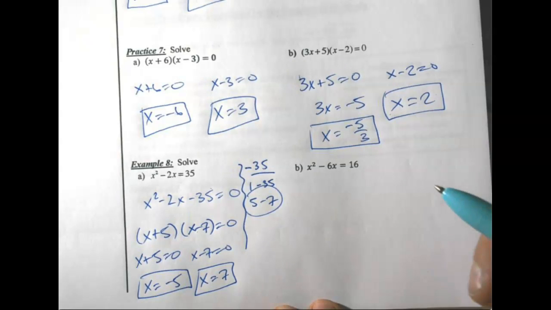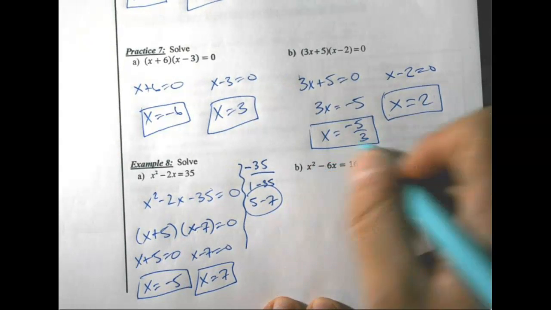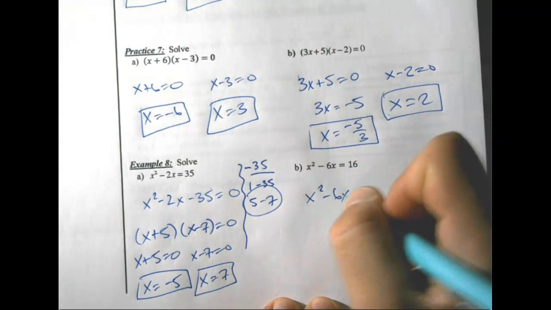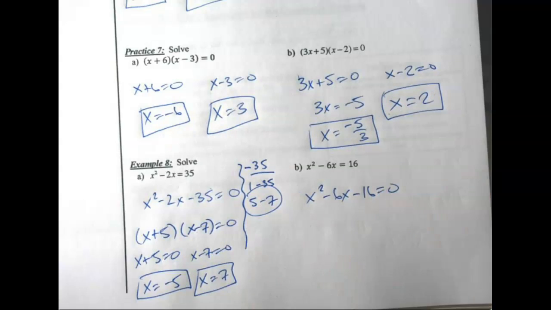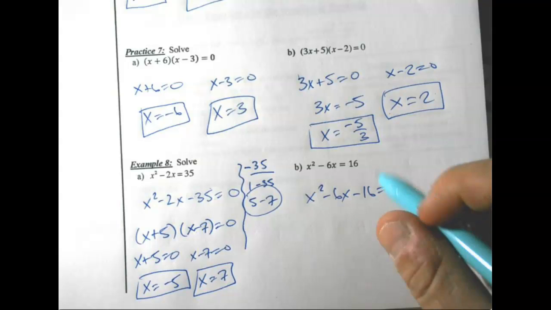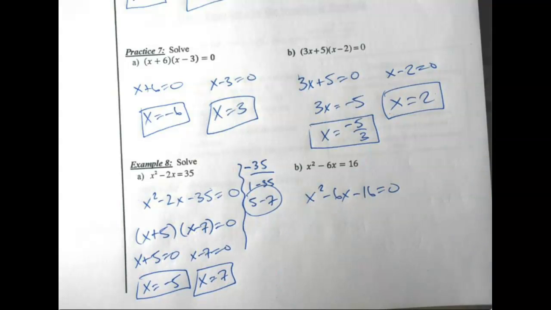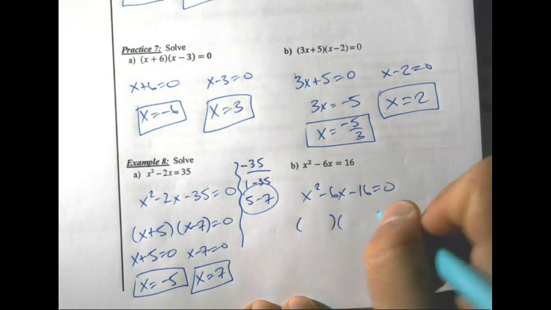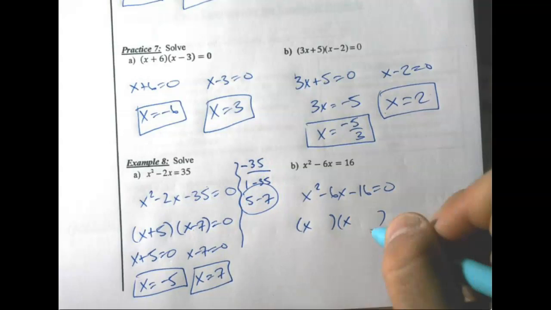Keep plugging along here. Same thing on this one. I want to subtract 16 over to set it equal to 0. Subtract 16 over, and then think of two numbers, right? Remember, if a equals 1, you might just be able to think of the two numbers that you need to factor this, right? Remember your factored form.